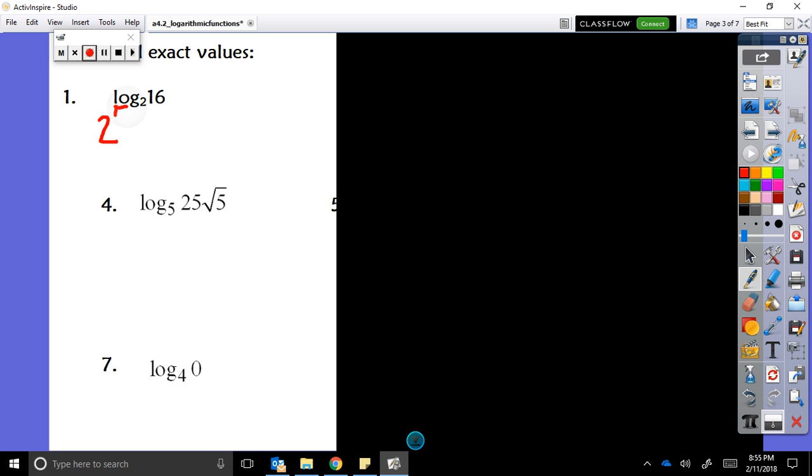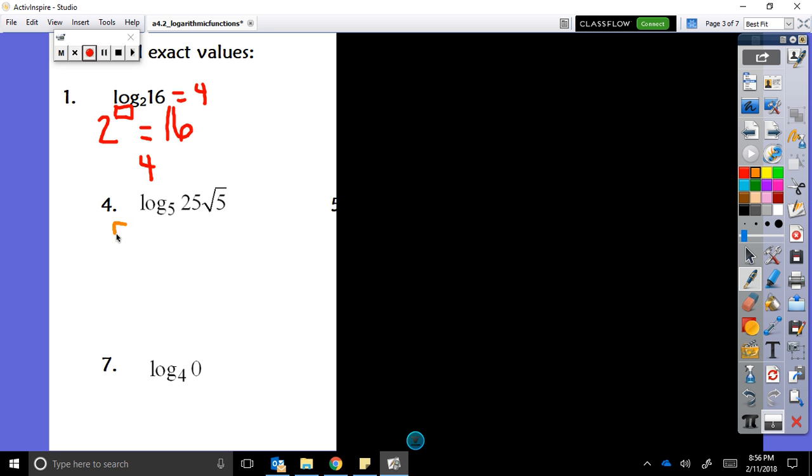So this is the question that you're asking yourself. 2 to the what power is 16? That's what log is asking. 2 to the what is 16? 2 to the 4th. So log base 2 of 16 is 4. Okay? So let's try this 5 one. This one's a little bit more complicated, and you're going to need that in the ones that I've hidden with the black box right now.